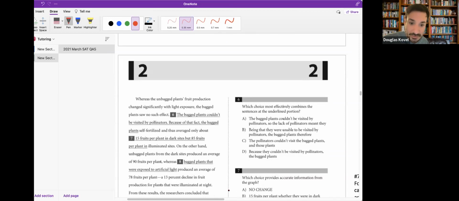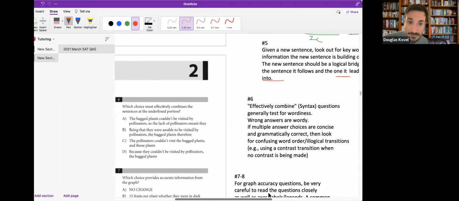6 is a much easier question to do. So effectively combined questions, these are called syntax questions. This is actually the very last chapter in the book. So these generally test for wordiness. So basically the wrong choices are generally too wordy. However, if you do have multiple answer choices that are pretty concise and grammatically correct, then the other things you might want to look out for in wrong choices are either a confusing word order or illogical transitions.